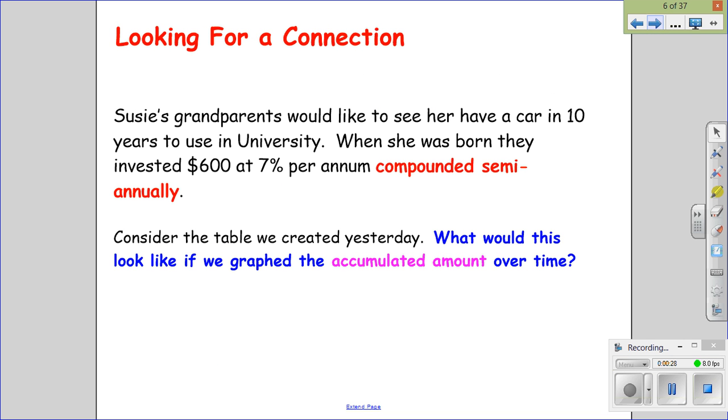In the video lesson you watched last night, you saw the example of Susie's grandparents. Susie's grandparents would like to see her have a car in 10 years to use in university. When she was born, they invested $600 at 7% per annum, compounded semi-annually. Now that's different than what we did yesterday in class, because we only compounded interest annually. If we accumulated it semi-annually, it means that twice a year we're earning interest. So we need to take that 7% that we're earning overall in the year, and we have to share it between the two compounding periods.